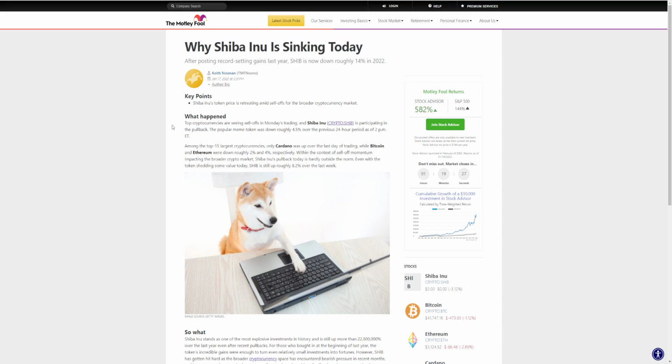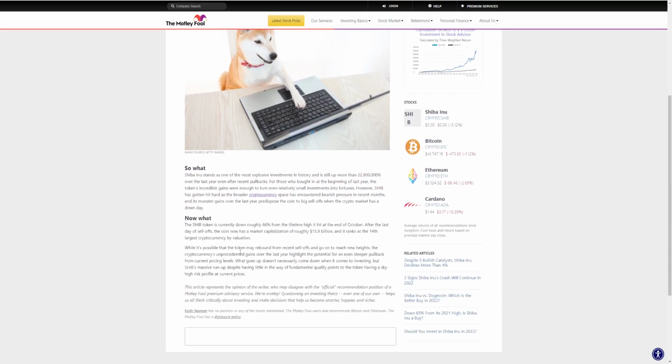What happened? Top cryptocurrencies are seeing a sell-off in Monday's trading, and Shiba Inu is participating in the pullback. The popular meme token, see, here we go again, this is the rhetoric that I'm talking about, was down roughly 4.5% over the previous 24-hour period as of 2 p.m. Eastern time. So this is what we got going on. This is why Shiba Inu is falling.